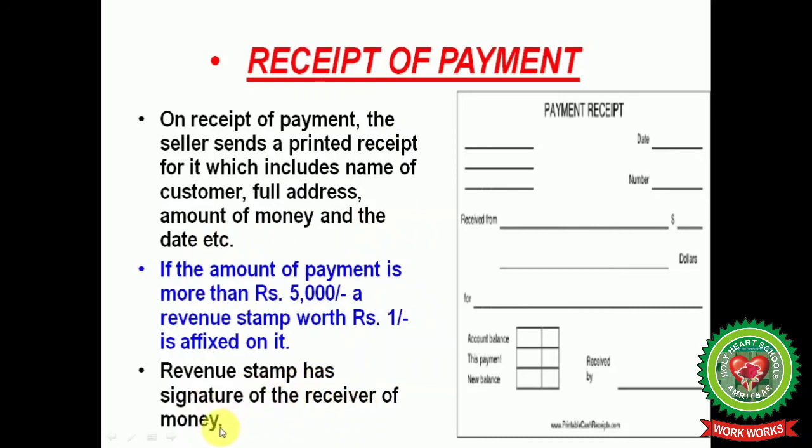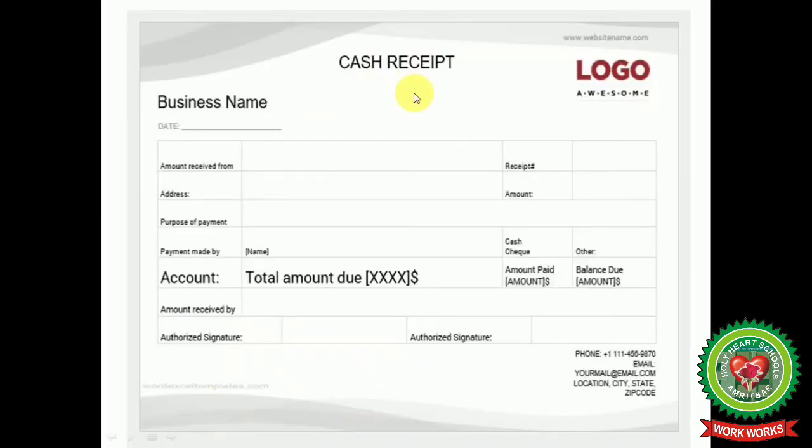So all this is needed in a receipt of payment, in which the amount received, address, purpose of payment, payment made by, the name of the company, amount received by, authorized signature, and a revenue receipt are all mentioned.